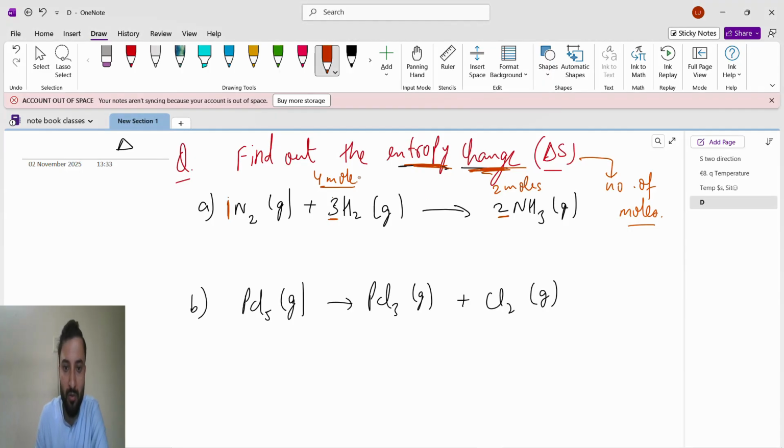Product side we have 2 moles, reactant side we have 4 moles. Which is more? Reactant is more. If reactant is more, then see here.